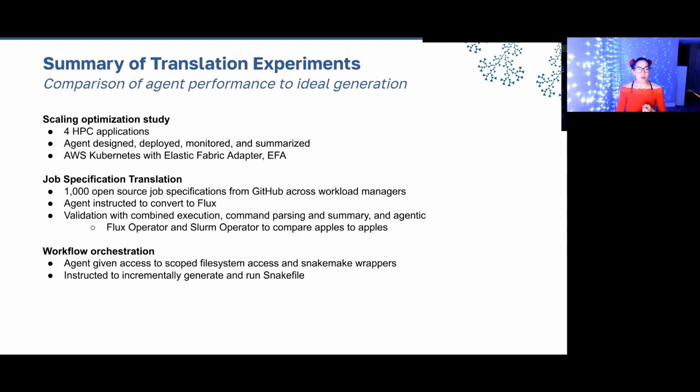The next experiment was based on, again, job specification translation, but we scaled it out. We basically had 1,000 open source job specifications from GitHub. We actually have a database of over 33,000, but we had a certain number of tokens, so we just used 1,000 for our experiments. This is cross workload manager. So anything that is on GitHub, we found it. We instruct the agent to take the job that we found on GitHub and convert it to Flux. And we did conversions to Flux only because we have an easy way to validate with Flux.